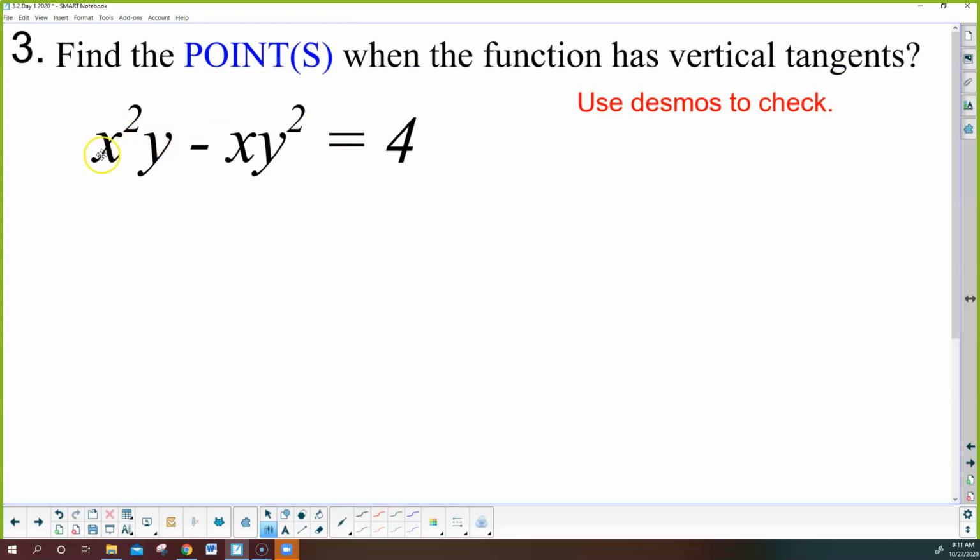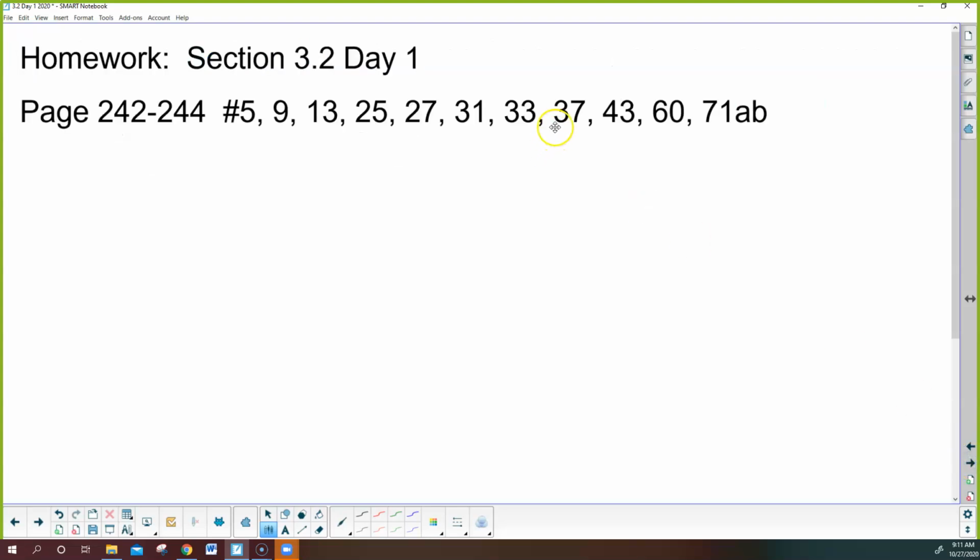The only thing I want to point out in this problem, see how it says x squared times y? You're going to have to do a product rule here. And then you're subtracting x times y squared. You're going to have to do another product rule when you find the derivative. So if you see that in the homework tonight, you're going to have to do product rules. You might even have to do a quotient rule using the implicit differentiation.